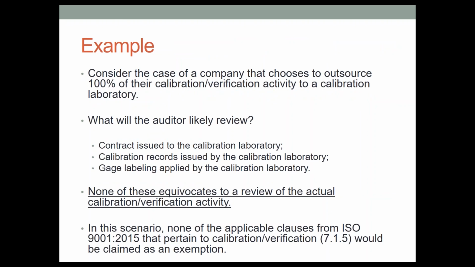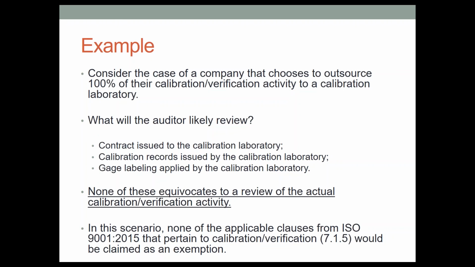So what would we review as auditors? We could review the contract that you've issued to the laboratory. We're very likely going to look at the calibration records that were issued by the laboratory, and we're very likely going to look at gauge labeling that was applied by the laboratory. Now, none of those equivocate to a review of the actual calibration activity itself.